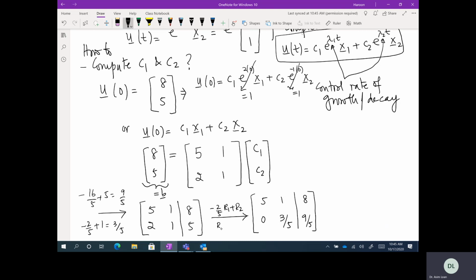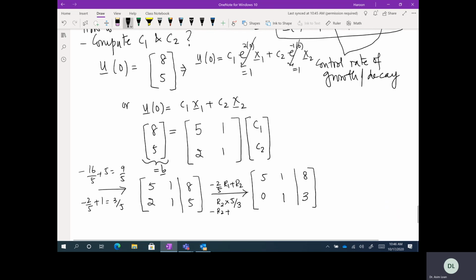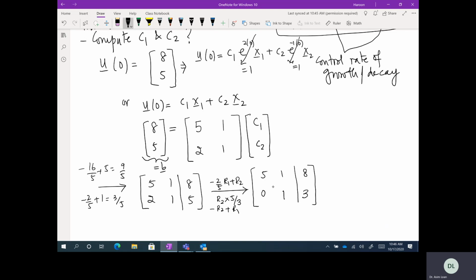And if I do R2 into 5 over 3, 5 over 3 becomes 1, and this becomes 3. Then I can get rid of this 1 because I want the row reduced echelon form. So I do minus row 2 plus row 1. Obviously, you're not going to do all this in one step. Minus 1 plus 1 goes to 0, minus 3 plus 8 goes to plus 5. And then I do row 1 divided by 5. Just a caution: never do everything in one step.